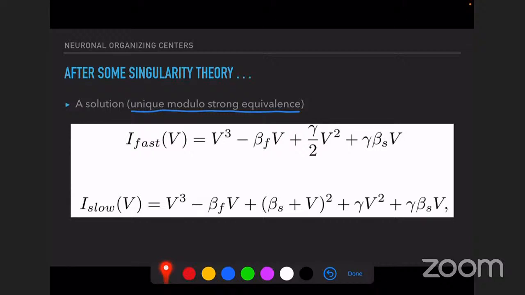And this normal form, it is a normal form. We are not really interested in a specific form, but what we can for sure see in this normal form is that we have this parameter beta f, the tuner of the fast negative conductance. Then we have this parameter beta s, which is the tuner of the slow negative conductance. And then this parameter gamma, which basically tunes the interaction between the fast and the slow negative conductance.